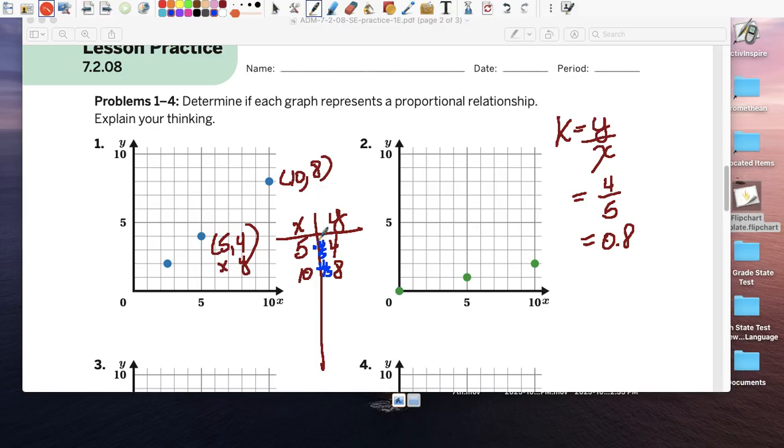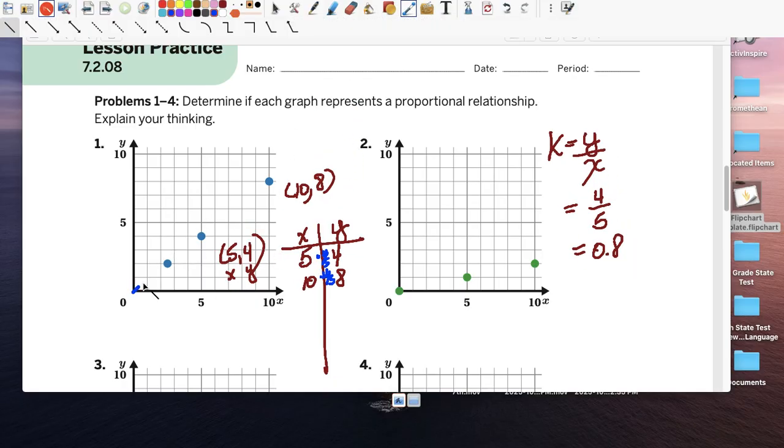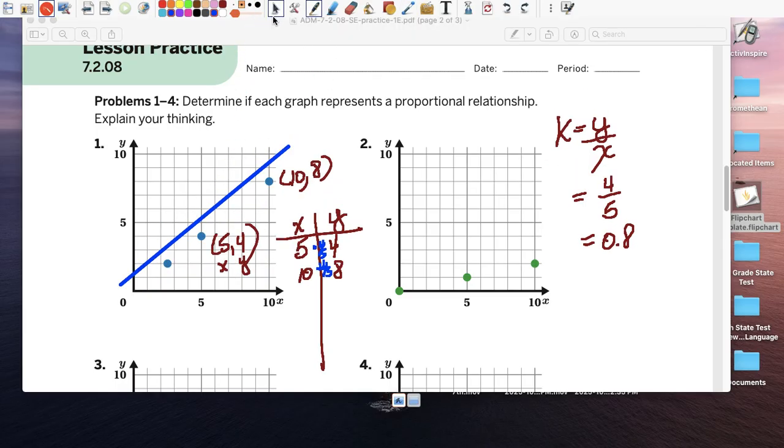Yes, we do. So these 3 points, although I don't know that one, you can tell from the table it's the same constant of proportionality, so they represent a proportional relationship. And then just visually, if you had a ruler and you were to connect, look, it's a straight line, and it's proportional. Okay.